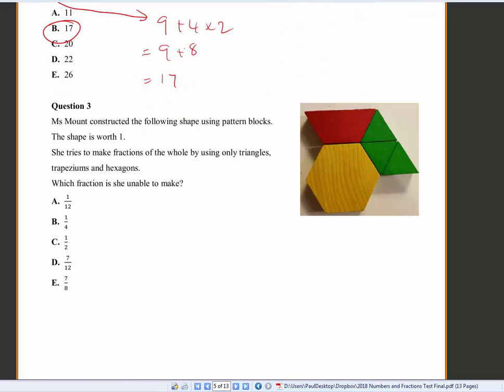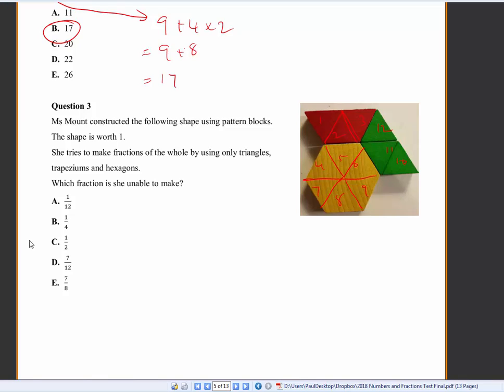Alright, Ms. Mount constructed the following shape using pattern blocks. The shape is worth 1. She tries to make fractions of the whole by using only triangles, trapeziums and hexagons, and she's able to make all of these fractions except for one of them. So when we consider this, what we need to start to do is really chop up our shape. And what we can see pretty quickly if you start hacking your shape up is we've got 1, 2, 3, 4, 5, 6, 7, 8, 9, 10, 11, and 12.